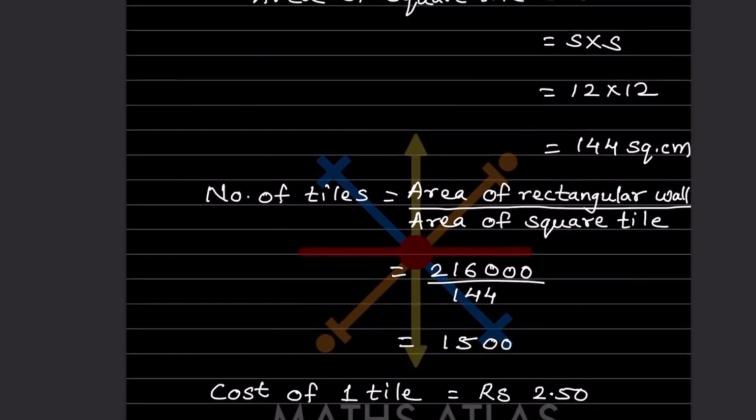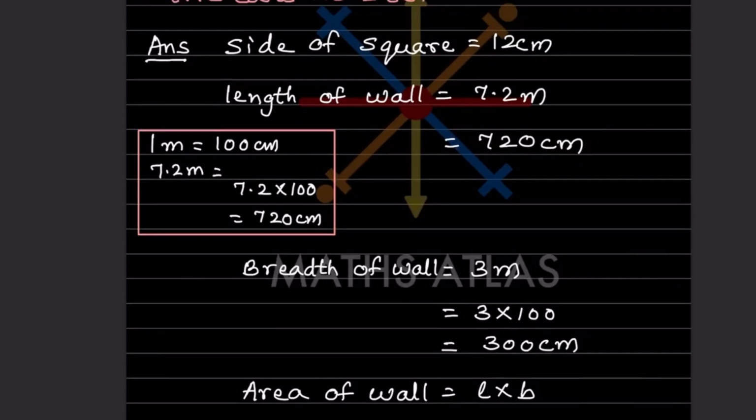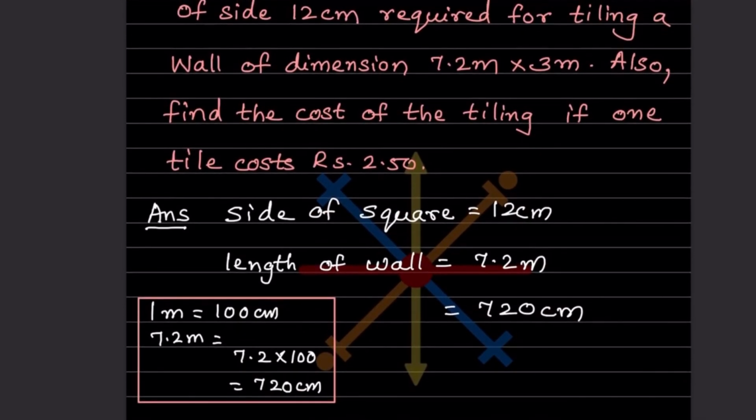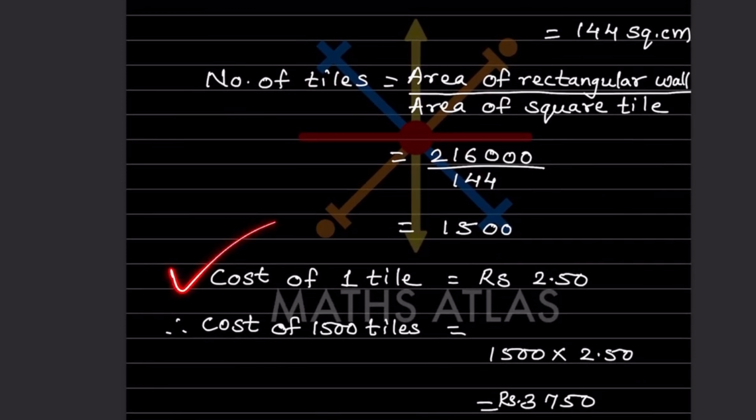So when you divide this, you get 1500. You can just divide and see. So now what do you get here? Now they have asked, find the cost of tiling. If the tile cost rupees 2.50, this means one tile is costing 2.50. So now see, the cost of one tile is rupees 2.50. And how many tiles did we get? We get 1500. We got, isn't it?